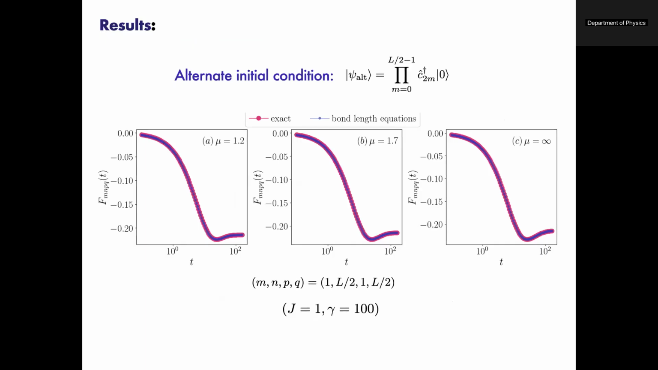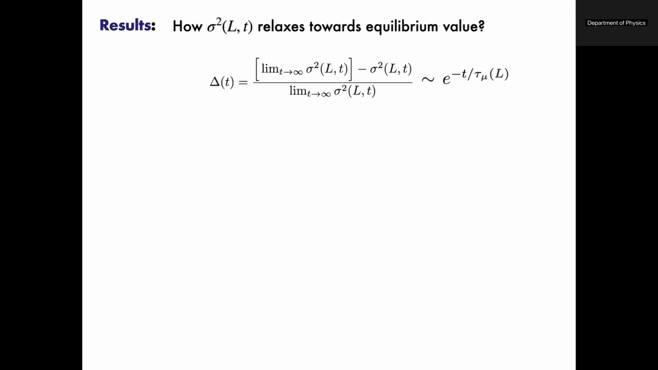Then in a strong dephasing. If I take strong dephasing, then of course I went from exact to bond length representation. This is just showing you that there is nothing wrong in your calculation. But not much detail beyond that.